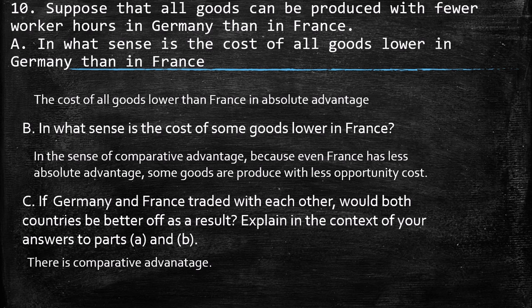So if Germany and France traded with each other, would both countries be better off as a result? Yes, absolutely. They are going to be better off because, as we saw before, even if one country has an absolute advantage in each good, the opportunity cost is the inverse. So afterwards you will see how some goods are going to be cheaper in France because of the opportunity cost.